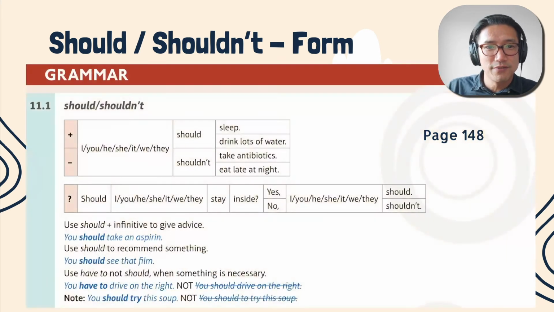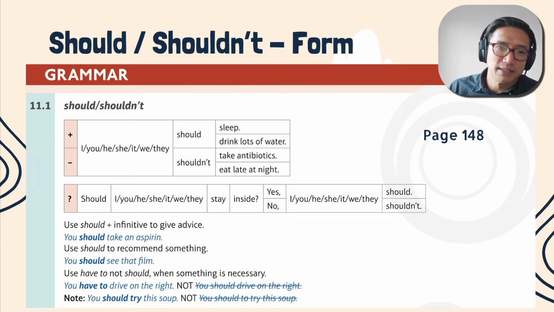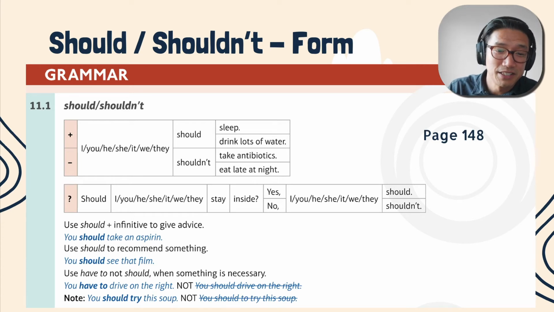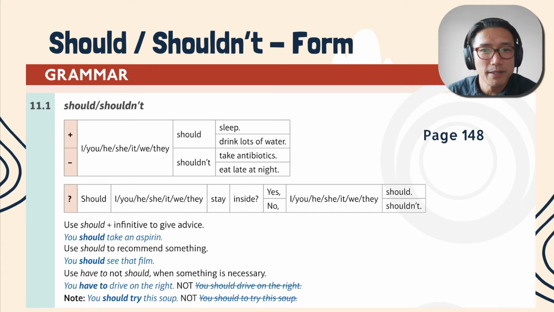And if you go to page 148 in the language bank, you'll find this handy dandy chart. Give advice, recommend, and it says you have to, not should, when something is necessary. You have to drive on the right, not you should drive on the right. And when you're giving advice, you should try this soup. Not "you should to try this soup." No, don't ever do that. So yeah, look at this, study this, memorize it, put it in your brain. Think about ways that you could give advice to somebody if a friend asks you about something in particular, maybe about their health, maybe about sickness and illness, maybe about school, maybe about relationships. Who knows?